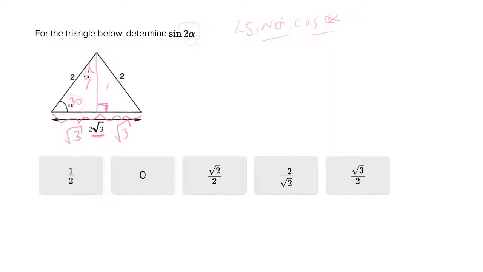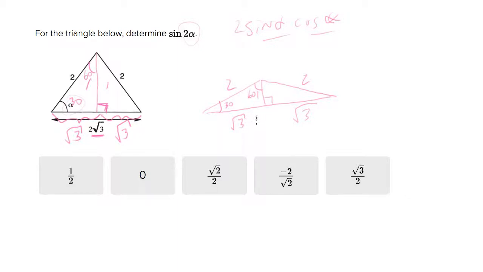This is the 60. The triangle's not drawn to scale at all. When drawn accurately, the triangle should be more like this. Here's your root 3, here's your 1, and here's your 2. That's closer to a scale drawing of this triangle based on the numbers that they've given you. So that's part of what threw me off. So this is 30 and this is 60.